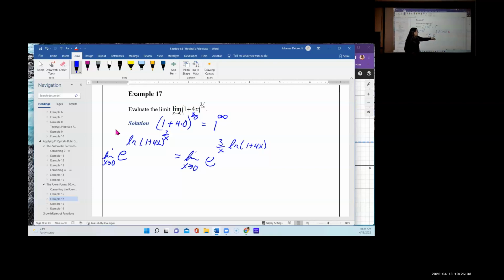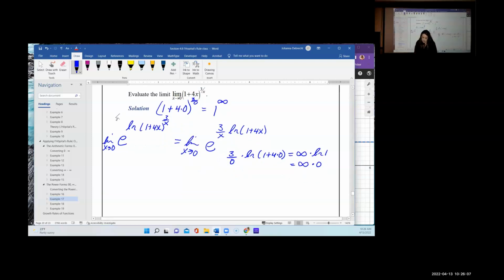Now, because e is a constant and doesn't depend on x, I'm allowed to pull the limit up into the power. And I need to evaluate what I have here in the power now that I've pulled the power down to the line. So when I evaluate, I get 3 over 0 times the natural log of 1 plus 4 times 0, which gives me infinity times the natural log of 1, which is infinity times 0.